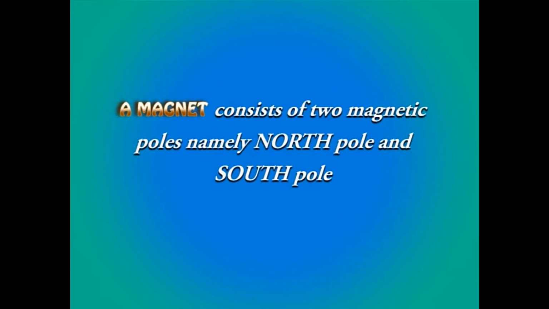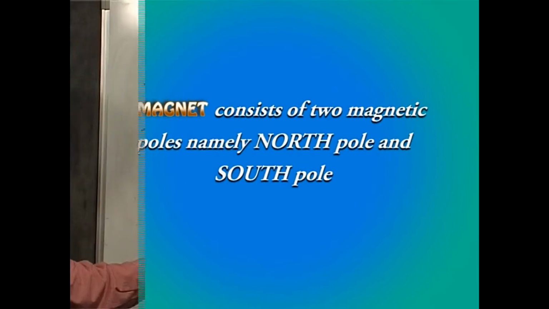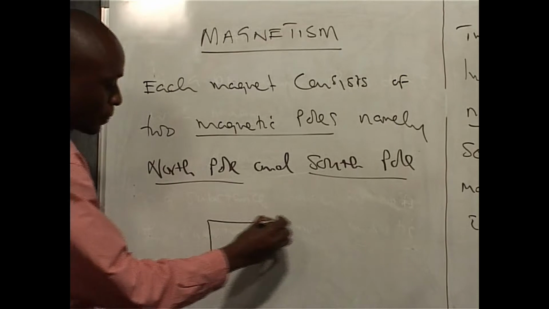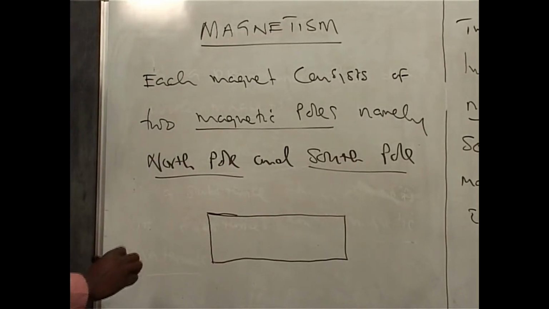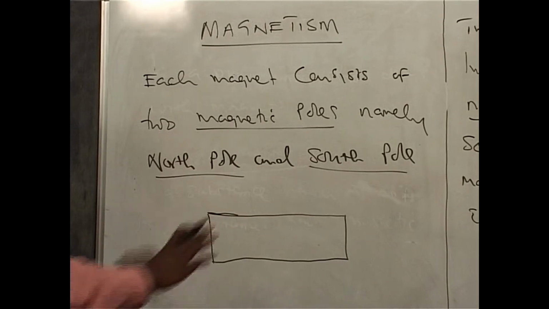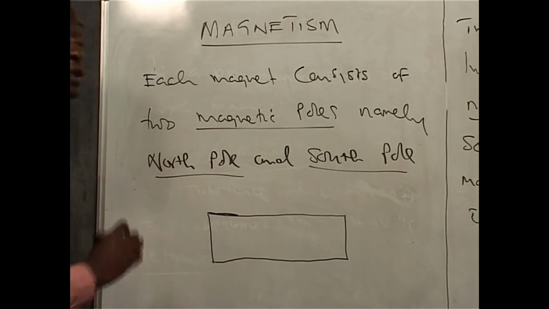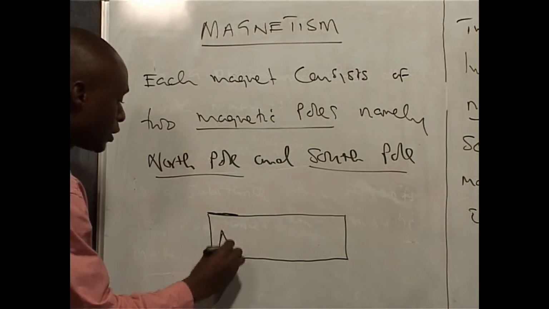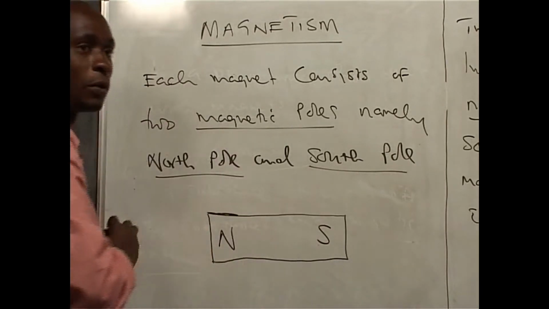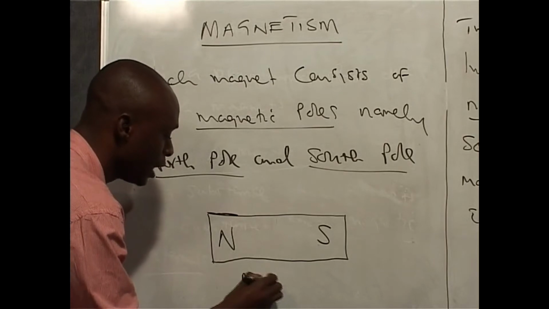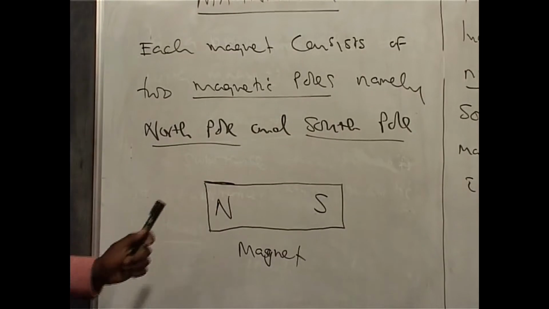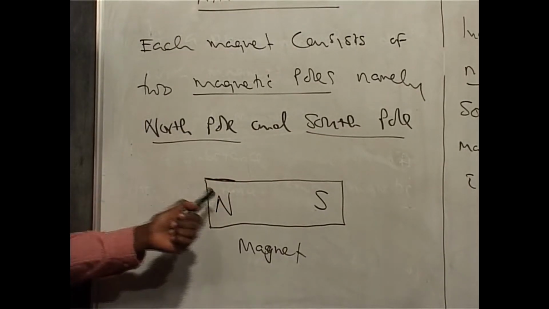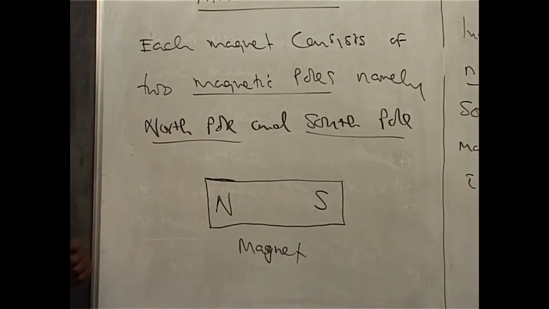So if I was to put a diagram for a magnet, it would look like this. If that is a magnet and it's just written like that, then that is not a magnet. Because if it is a magnet, it should have the North Pole and the South Pole. Then this now becomes our magnet. Every magnet consists of two magnetic poles, namely the North Pole and the South Pole. Now, why these magnetic poles?